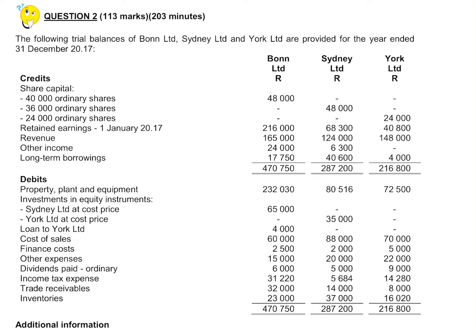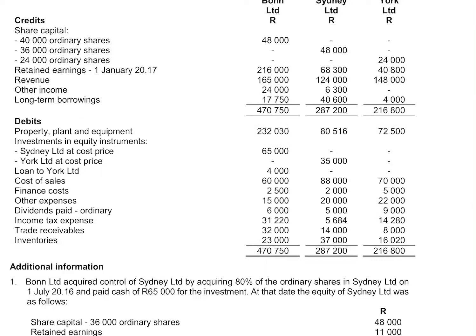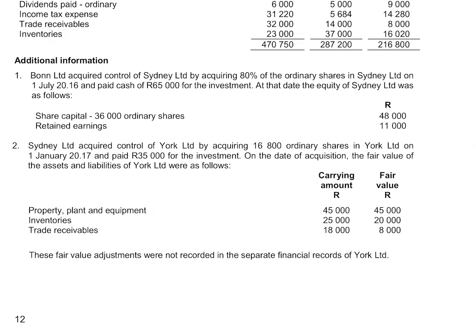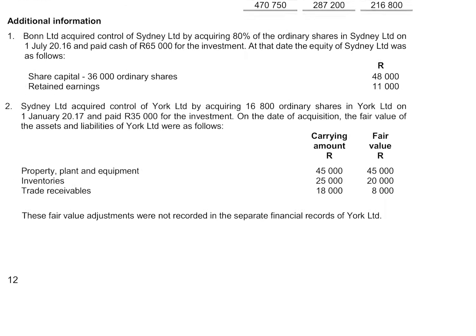So we have been given the share capital, the retained earnings, the revenue, other income, and long-term borrowings. So all those things are there. Then debits, we've got property, plant and equipment, investments in equity instruments, loan to York Limited, cost of sales, finance costs, other expenses, dividends paid, income tax expense, trade receivables and inventories. Right, so additional information is going to help us look at the structure of the group.